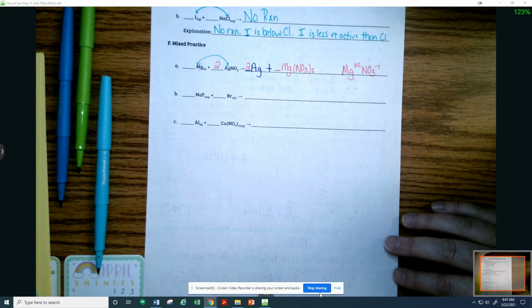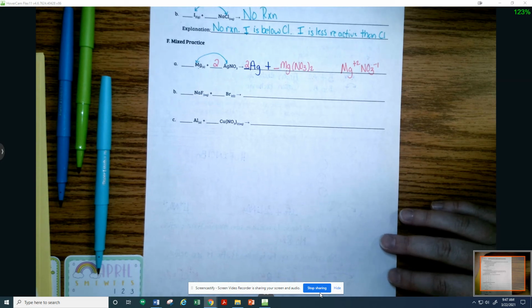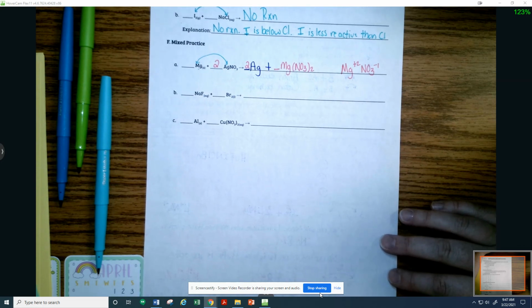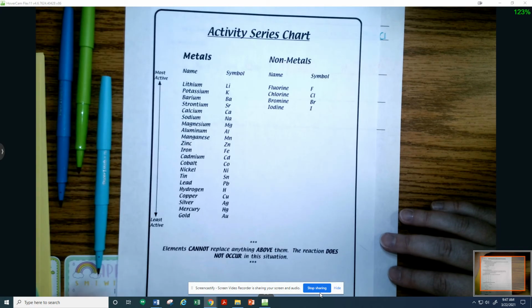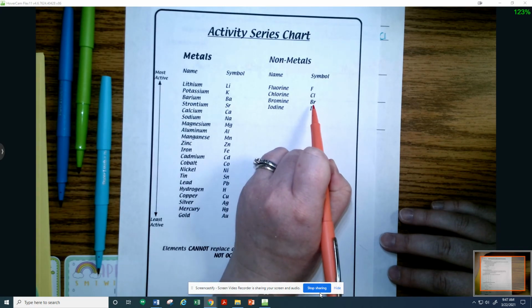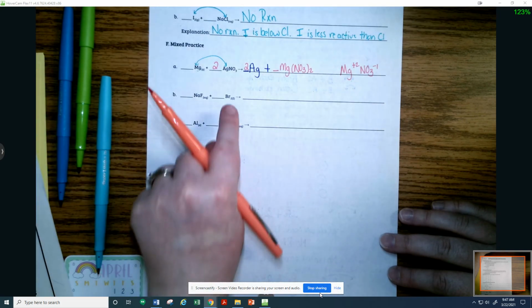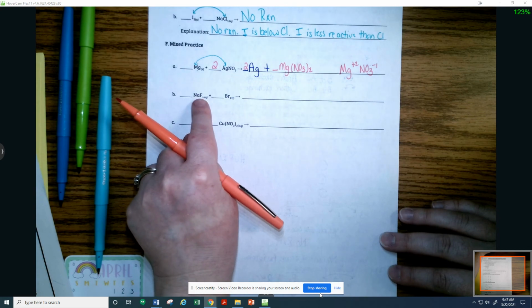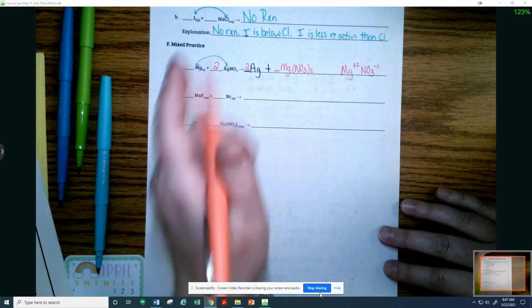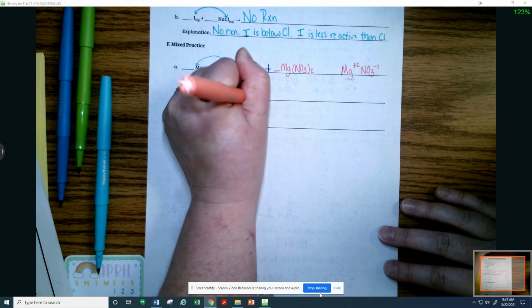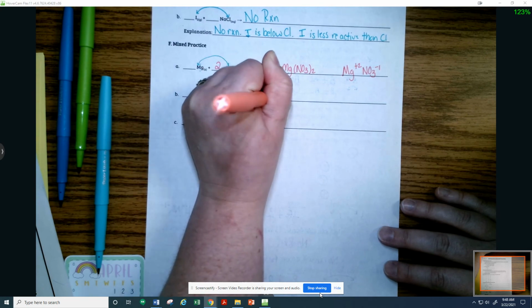In letter B, we have sodium fluoride reacting with bromine. So I have to look at what is bromine going to try to replace. Bromine is a nonmetal, therefore it's going to try to replace the fluorine. We can see that bromine is below fluorine, therefore my single element is less reactive than my element that's in the compound, therefore no reaction is going to take place. And this one is done.